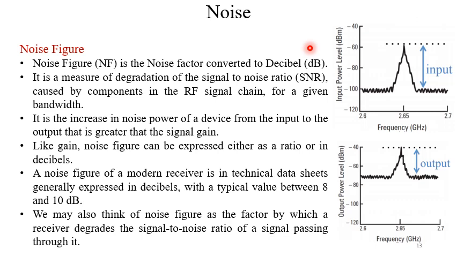Now we may also think of noise figure as a factor by which a receiver degrades the signal to noise ratio of a signal passing through it. So if you consider this input power level, this is the noise floor. If you see this signal in a spectrum analyzer, the x-axis is the frequency axis, the y-axis is the power level. So if the input power is this, this is the signal component, and this is the difference between the noise floor and the signal power.